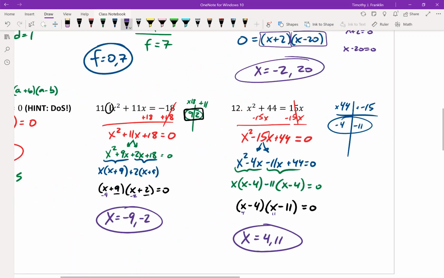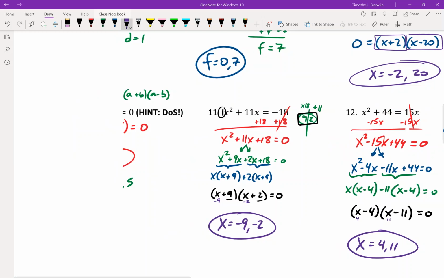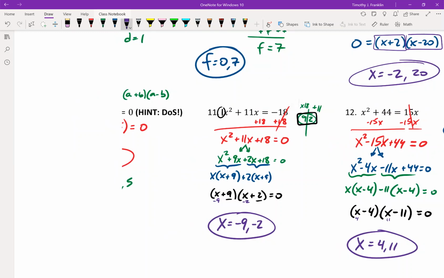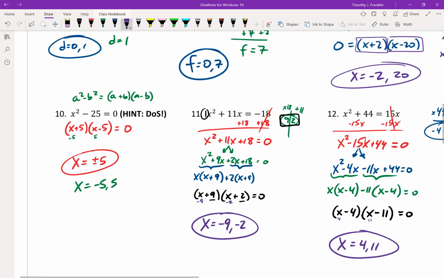Okay, so that is the process for solving by factoring. Get your equation set to 0, factor the polynomial that's on the other side from 0, set each factor equal to 0 to figure out which values of x give you those solutions, those x-intercepts for the equation.